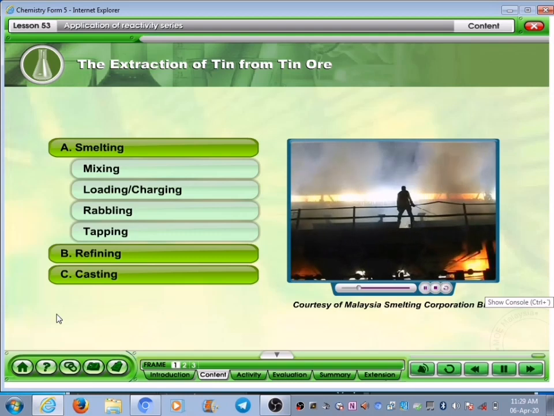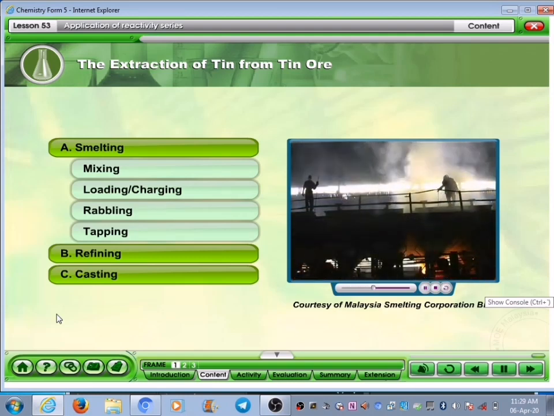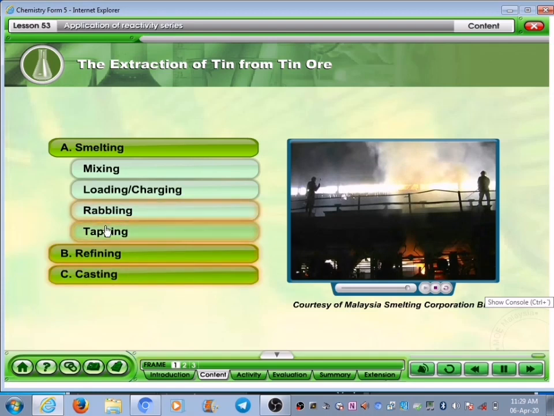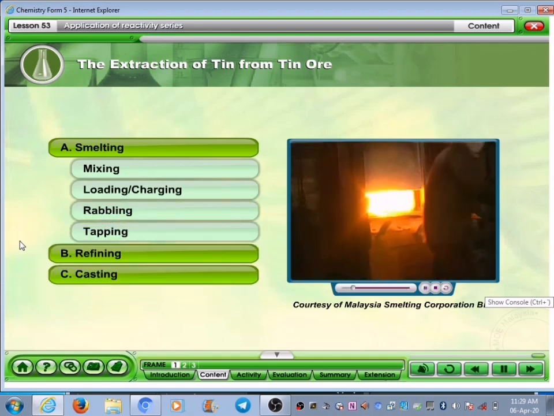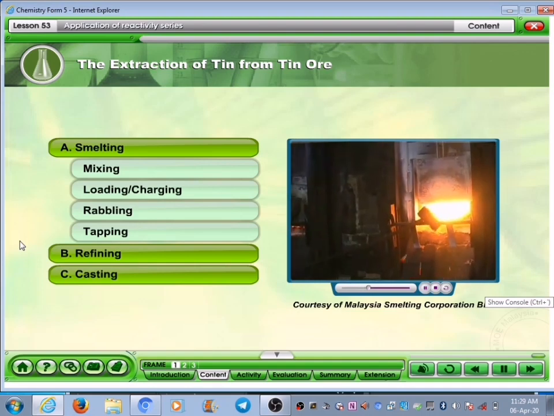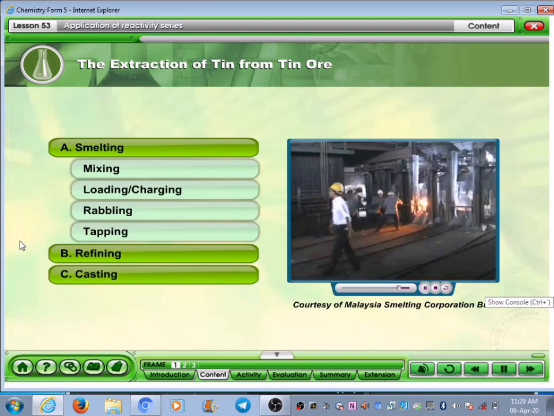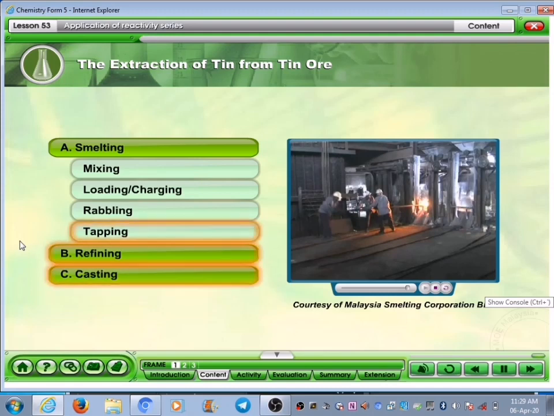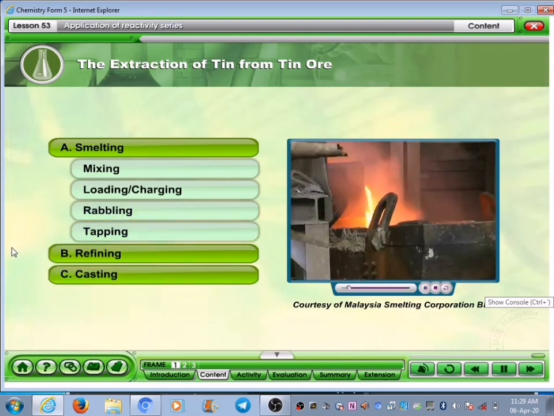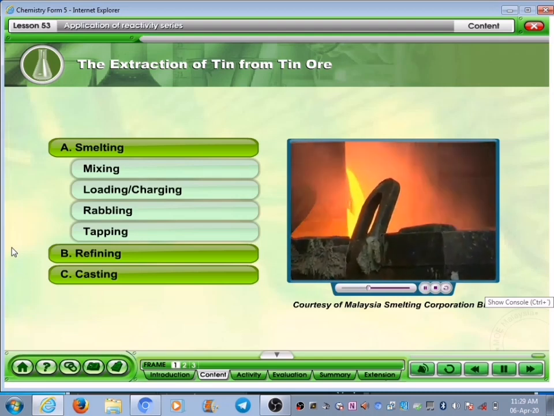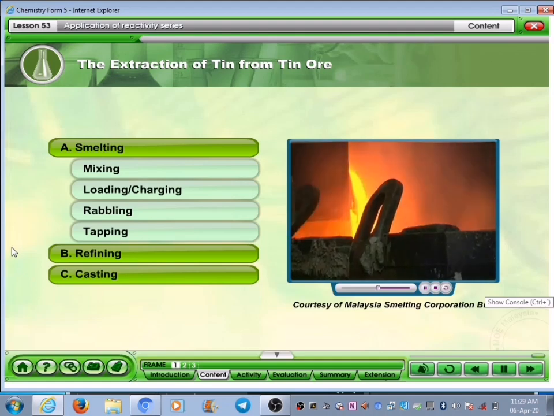The mixture is then loaded into the furnace. This step is also known as charging. After about 4 to 6 hours in the furnace, the mixture is checked with long metal poles in a step known as rabbling. After another 8 to 10 hours, the molten tin with impurities is poured into giant rectangular metal vats. This is known as tapping.